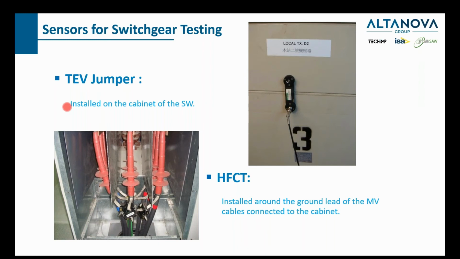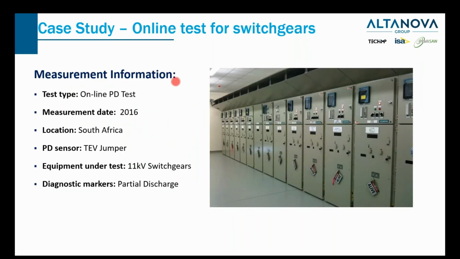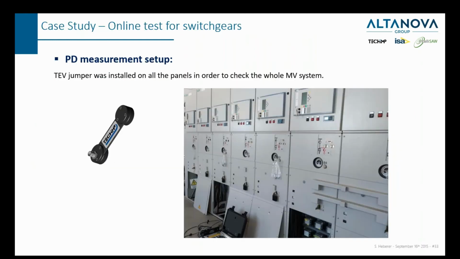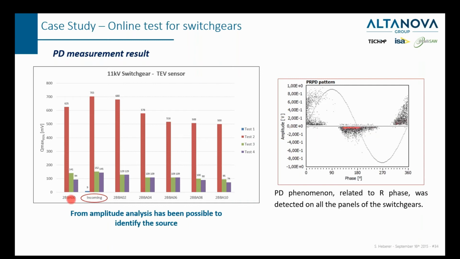So here, one case study of using the TEV sensors. I mean, the HFCT and other sensors are similar to the commissioning test, so we're not going to talk too much about that. The TEV jumper is a good example, as we talked about. There's a row of switchgear panels, and we use the TEV jumper to test each individual one of them. So this is some equipment setup. This is the testing result. We test all the panels with the TEV sensor, and there are 4 tests.